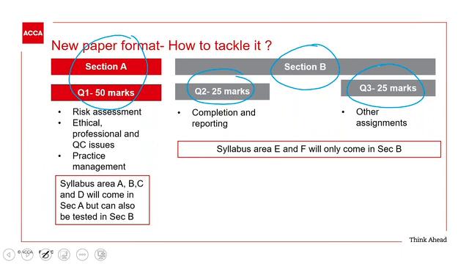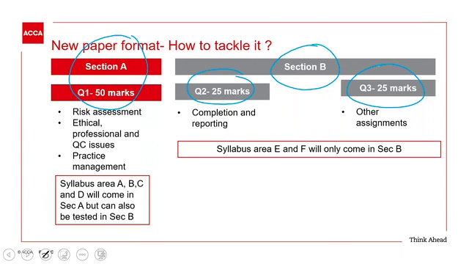The examiner has given very clear guidance on what can come in section A and what can come in section B. Let's have a clear understanding of it. In section A: risk assessment, ethical, professional, and quality control issues, and even practice management. Practice management means procedures. Practice management means evidence. So the examiner will start question 1 as he used to previously. The emphasis of question 1 will remain risk assessment. The emphasis of question 1 will remain planning.